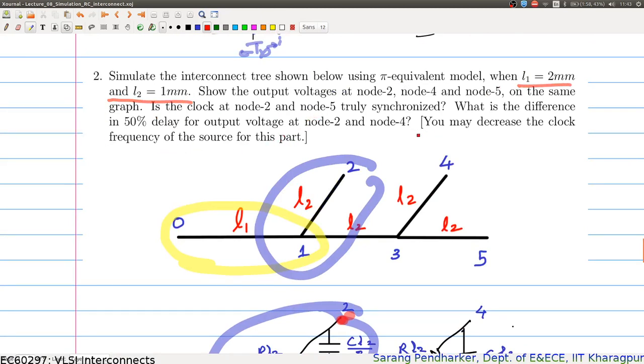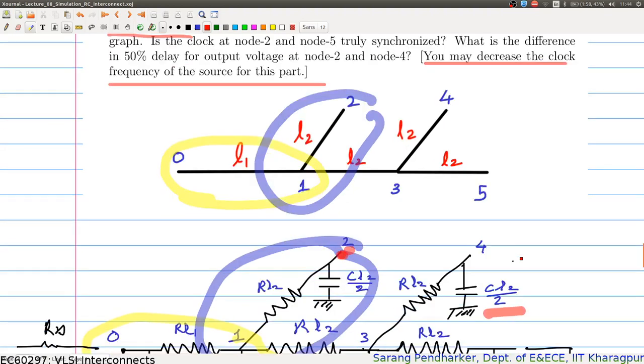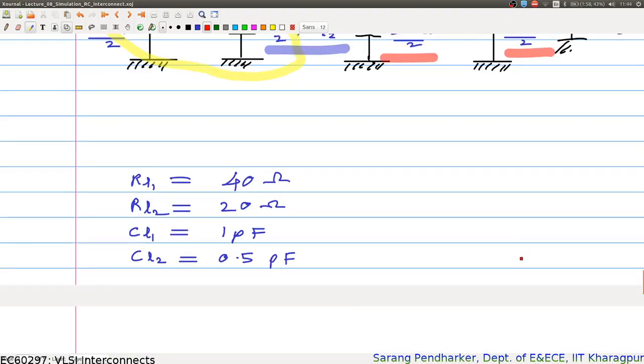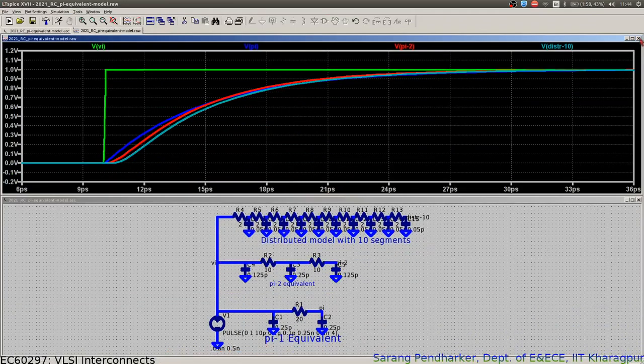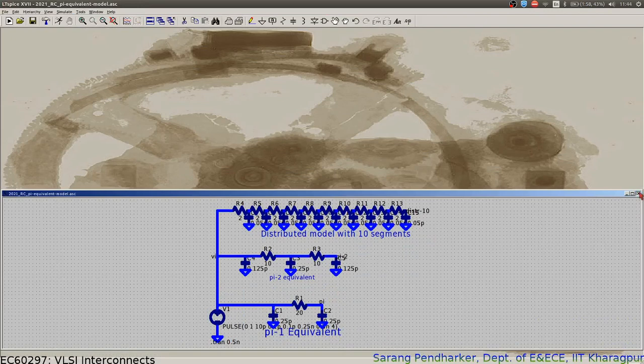compute the delay. Just a point to note that you may have to decrease the clock frequency of the source in this part. Why? Because you have a longer circuit and your delay is more. So it may happen that if your on time is just 200 picoseconds or 250 picoseconds, it might not be enough to completely charge the interconnect to the final value. So you may have to decrease the clock frequency or increase the time period, right? I think I have also already made that circuit, so let me just show you the final results.